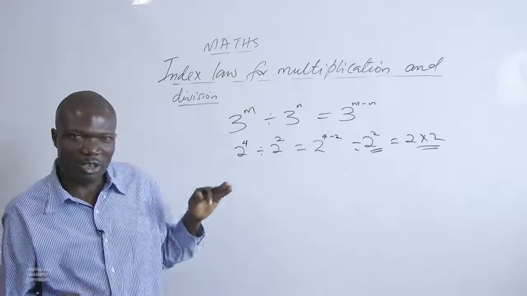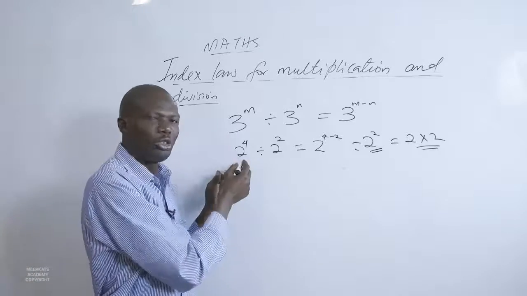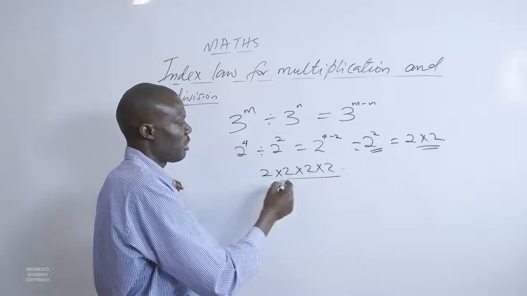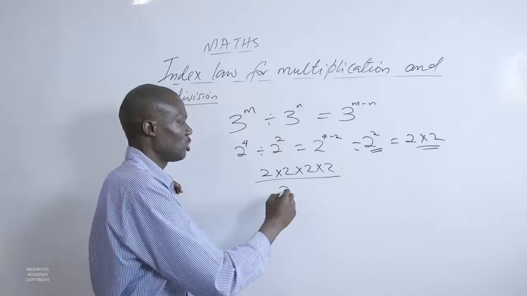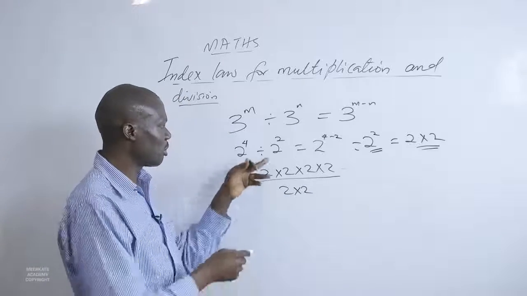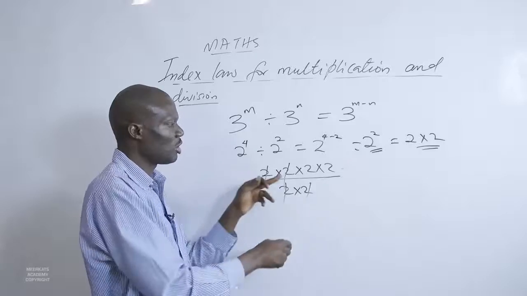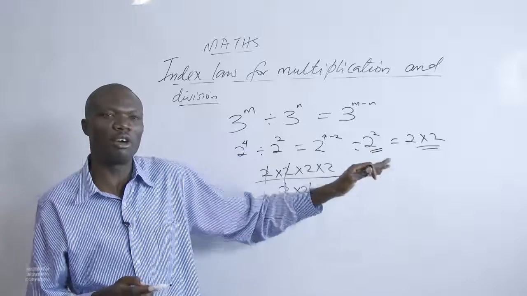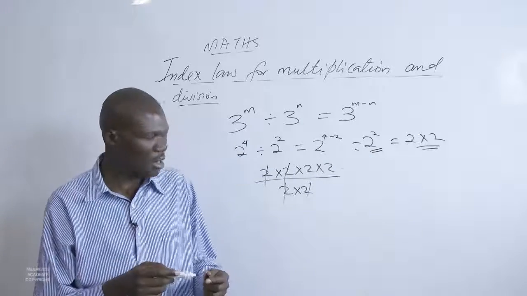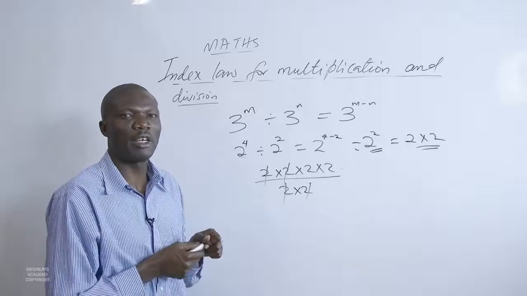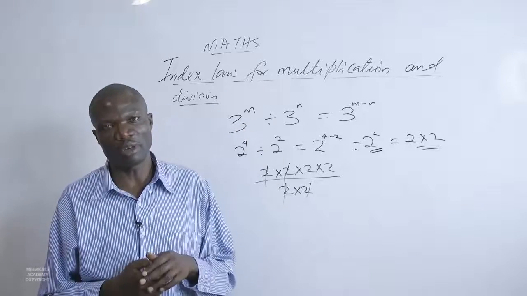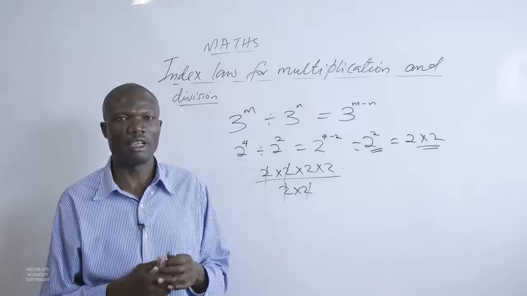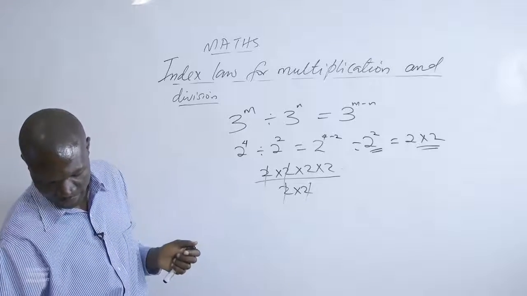Now, let us confirm this. 2 power 4 is the same as 2 times 2 times 2 times 2. Division means over. This is 2 times 2. So we can simplify here. 2 and 2 go, 2 and 2 go. We are remaining with 2 times 2. 2 times 2 is the same as 2 power 2, or 2 times 2, which is the value of 4. So we can prove that given 3 power m divided by 3 power n, the answer is 3 to the power m minus n.